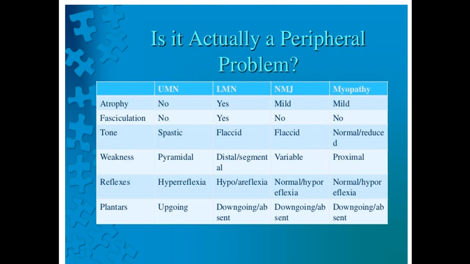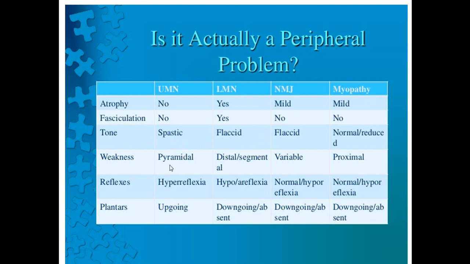So how do we differentiate between upper motor neuron lesion, lower motor neuron lesion, neuromuscular junction disease, and myopathy? Whether it is a peripheral problem or a central problem, we have to differentiate. Atrophy is found in the lower motor neuron lesion and is absent in the upper motor neuron lesion, and is mild in both junctional and myopathic disease. Fasciculation is present in the lower motor neuron lesion, but absent in the others. Tone is normal or reduced in myopathy, while it is flaccid in lower motor neuron and junctional disease, and spastic in the upper.